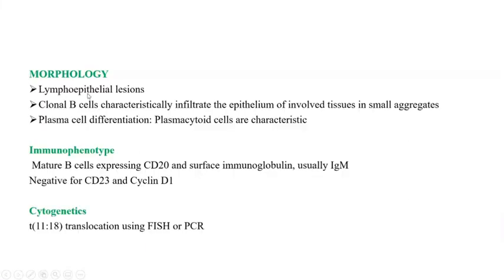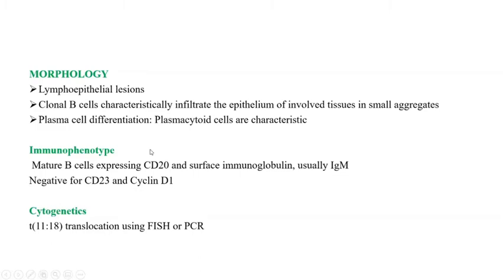So the morphology will be lymphoepithelial lesion, and the immunophenotype will be of mature B cell, so they will be CD20 positive. How to differentiate from mantle? They will be negative for cyclin D1. And the cytogenetics is the 11;18 translocation, which can be picked up by either FISH or PCR.